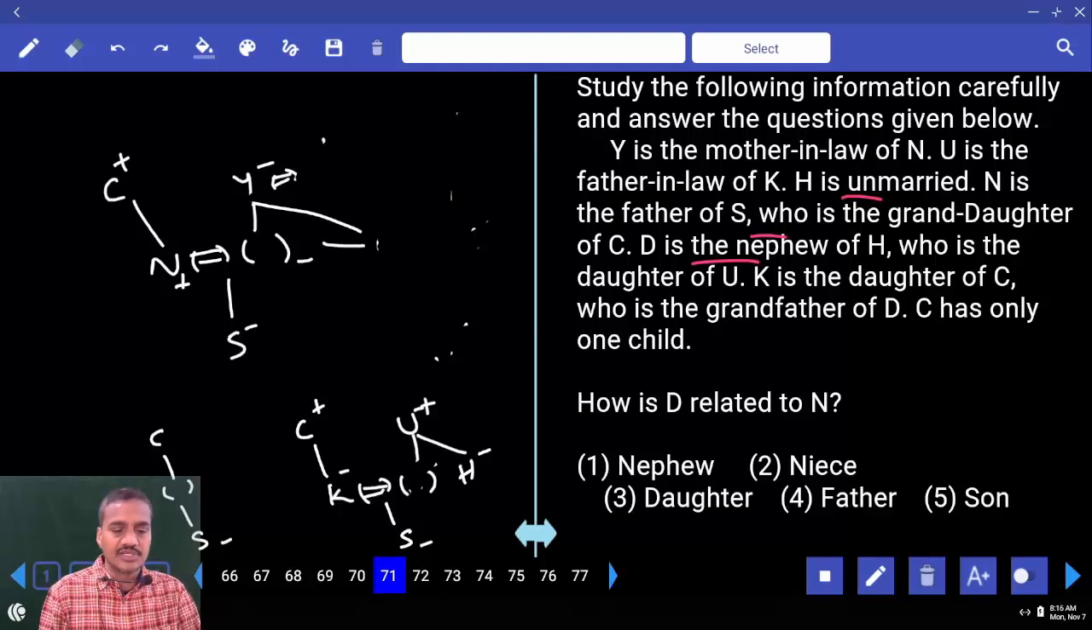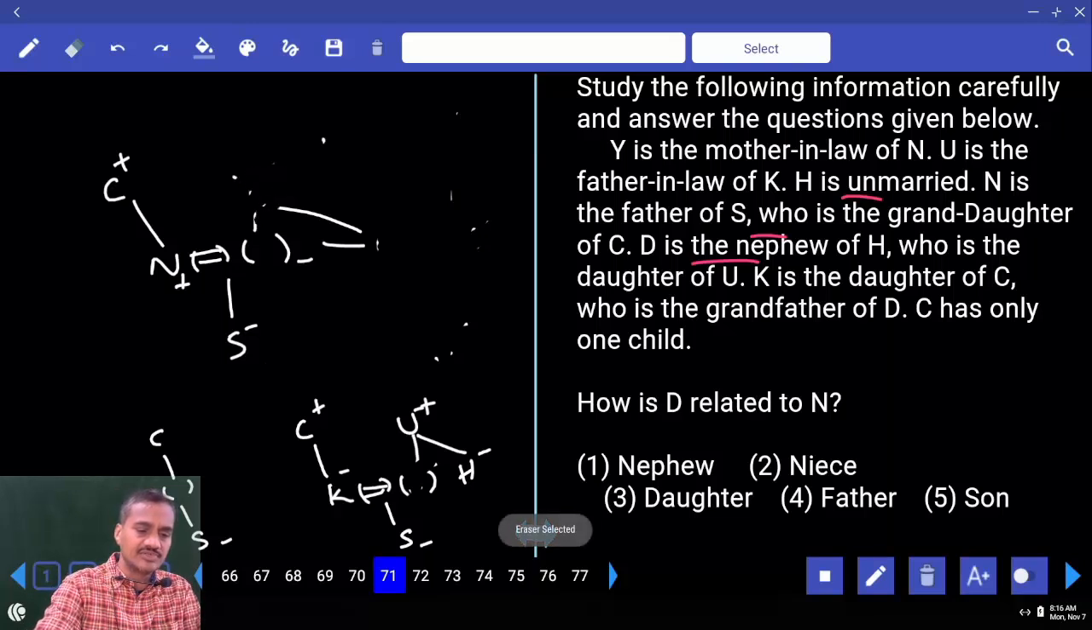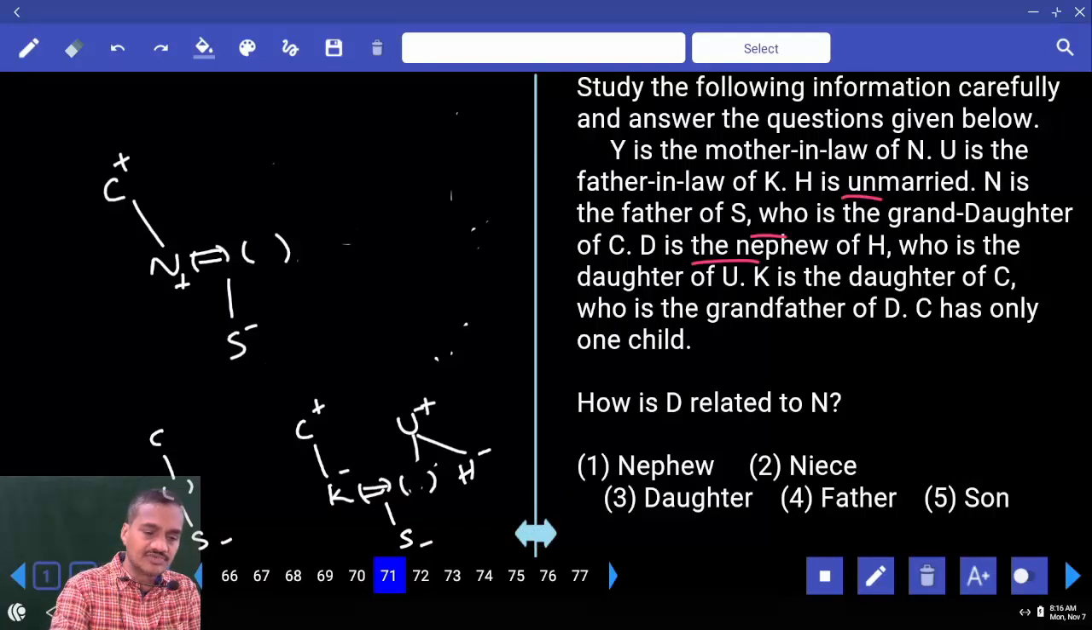Now K is the daughter of C, hence as K is the daughter of C, where can you have this K? K is the daughter of C, and tell me where K should be. K must be at this place. Is that right? And K is the daughter of C, like this.